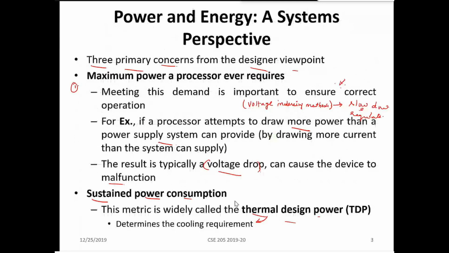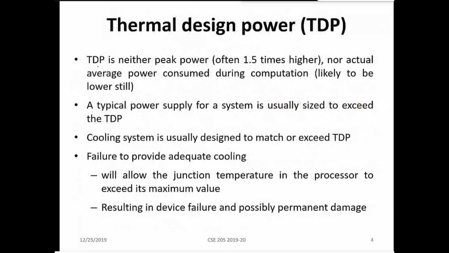This thermal design power is for determining the cooling requirement. It is nowhere related to the peak power that is needed or the average power. A typical power supply usually tries to exceed the TDP. When you are going for a power supply, you should have some TDP measures. That TDP, the thermal design power, has to map with the power supply, wherein the total power supply has to exceed this TDP. Similarly, a cooling system has to either match or exceed this thermal design power.